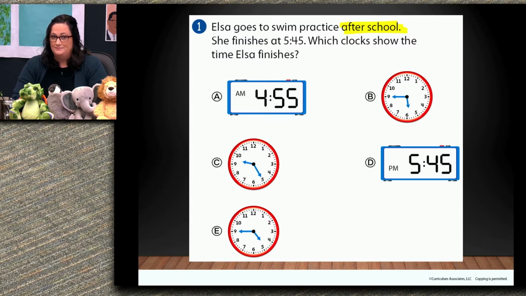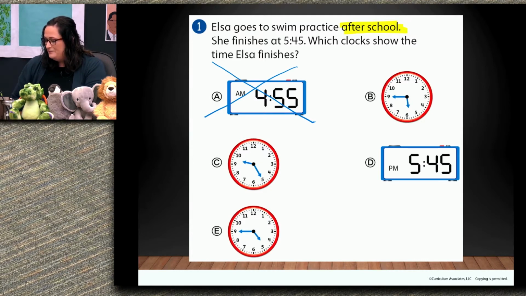All right. We're going to go letter by letter in the alphabet and decide if it does or does not show 5:45. Look at A. Does A show 5:45? No, it shows 4:55. So is that going to work? No, and it also says AM. Is that going to work? No, after school is PM. So nope, cross that one off.